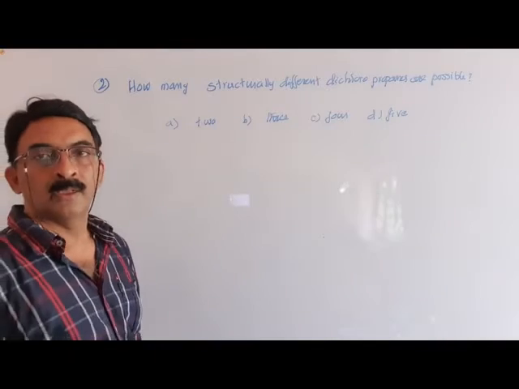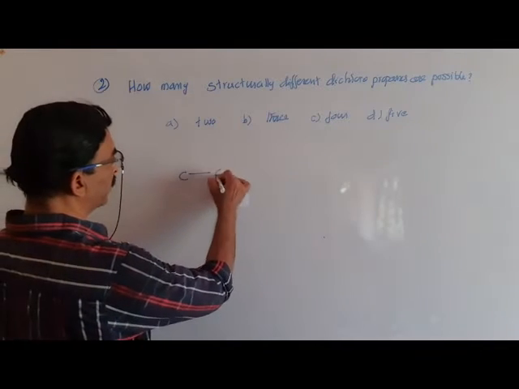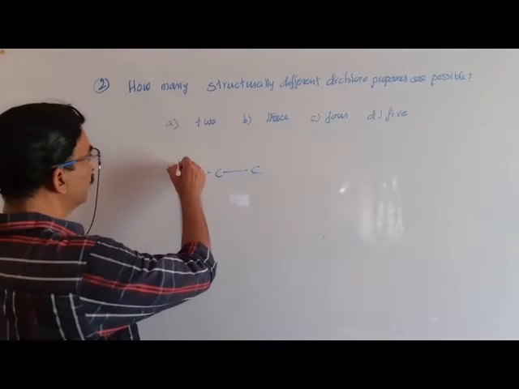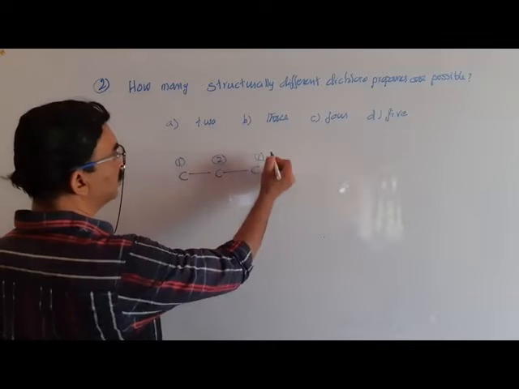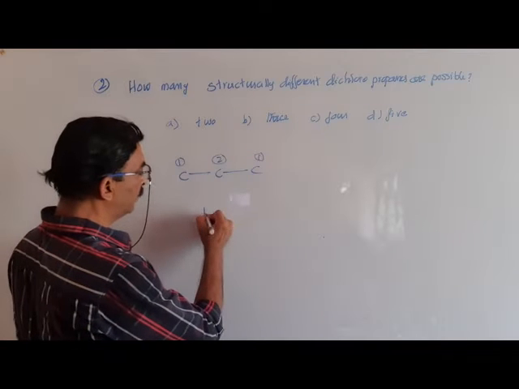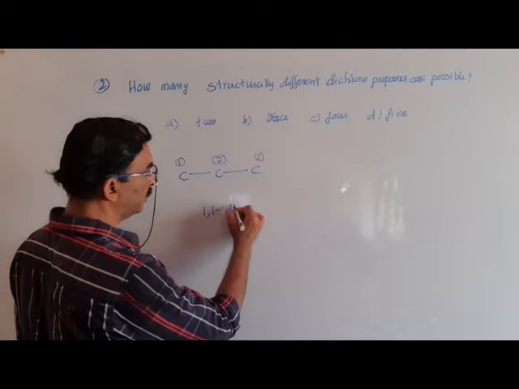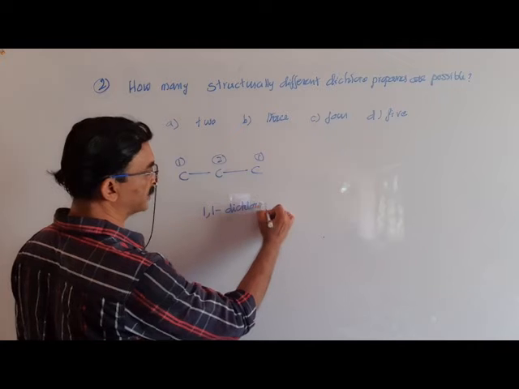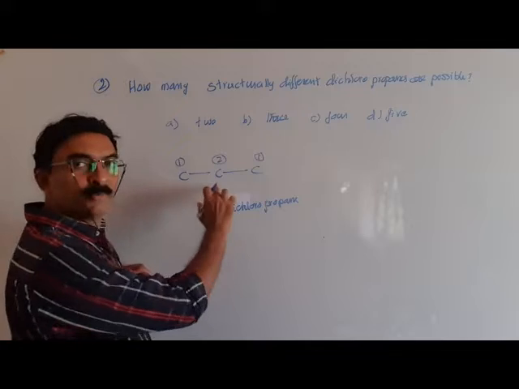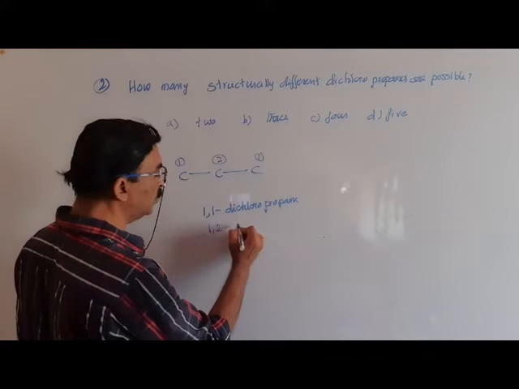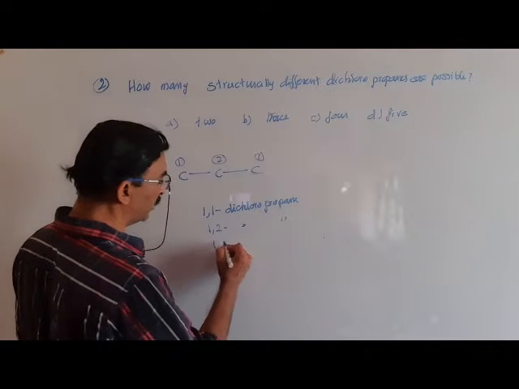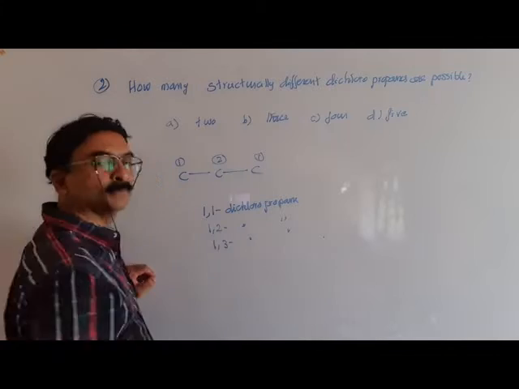Okay, propane, it has 3 carbons. Since we have 2 substitutions here, we number them 1, 2, 3, not 1, 2, 1. So what are the possibilities? We will slowly and systematically think. 1, 1 dichloropropane is there. Then keeping 1 chlorine here, we move the other. Then we have 1, 2 dichloropropane. Move the same once again. So we have 1, 3 dichloropropane.